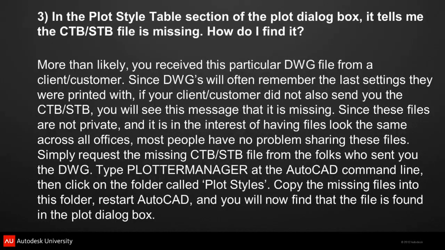The third one up here, if the plot style, in the plot style table section of the plot dialog box, it tells me the CTB STB file is missing. How do I find it? Usually when this happens, it's because you've got a file from a client or a customer of yours, and they've sent that over. They may have their own custom CTB or STB that they use that they didn't send, right? In the hurry to get the file to you, they send the DWG, and they don't think about whatever else they may need to send you.